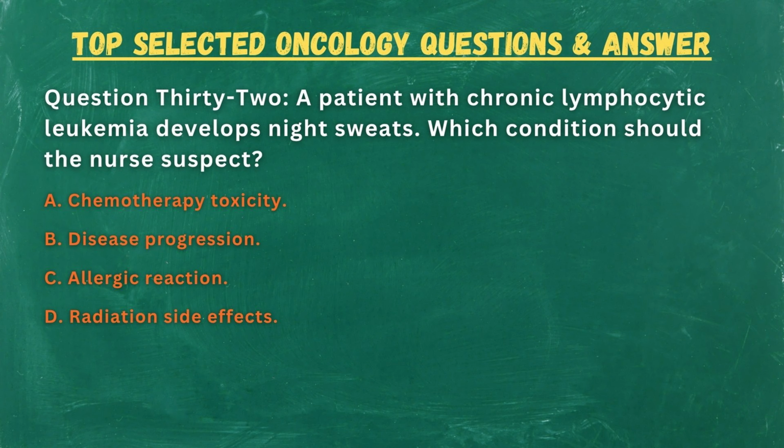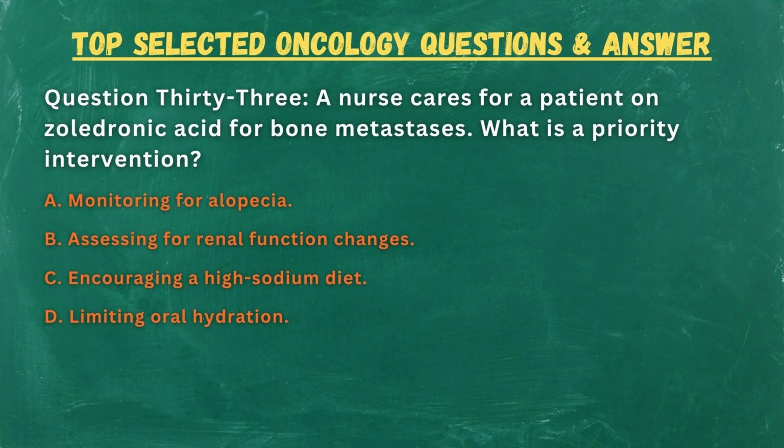Question 32. A patient with chronic lymphocytic leukemia develops night sweats. Which condition should the nurse suspect? A. Chemotherapy toxicity. B. Disease progression. C. Allergic reaction. D. Radiation side effects. Answer: B. Disease progression.